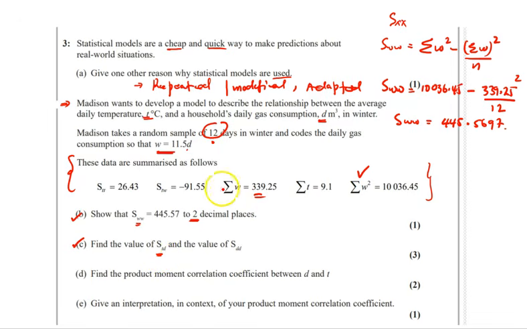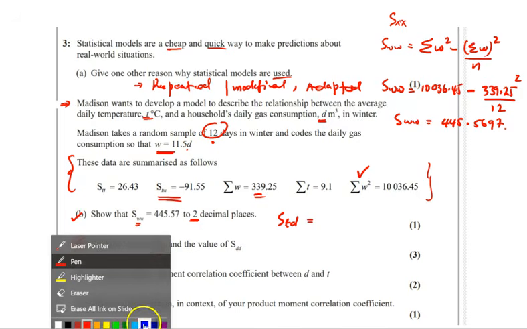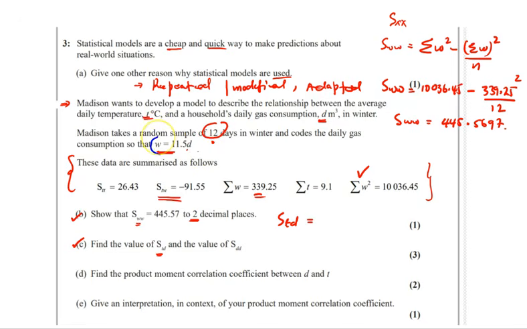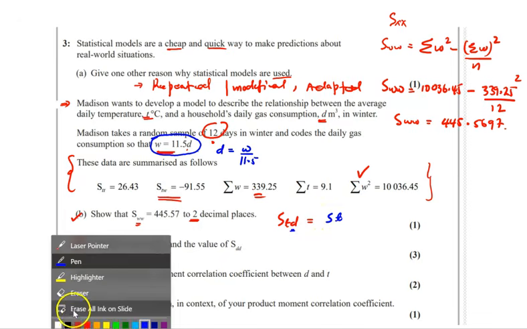Now, in the summary which has been given, we have STW. But remember, W was found by coding D. So if you make D the subject, D is W divided by 11.5. So STD is going to be STW divided by 11.5.